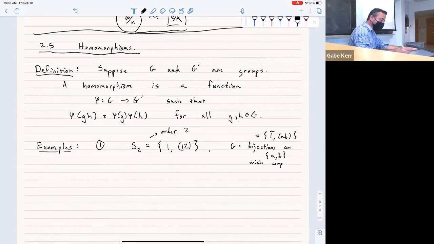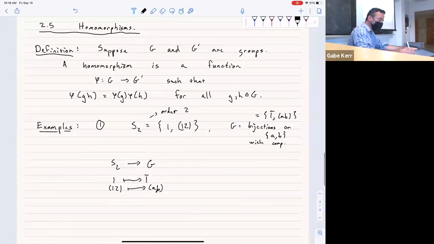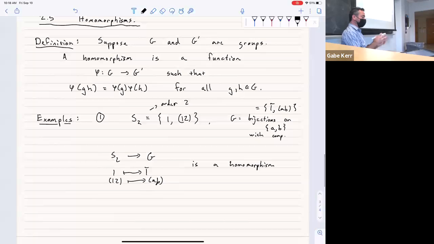So we can define a map from S2 to G, just send 1 to A and 2 to B. This is a homomorphism. It respects the algebra structure. In fact, this is what's known as an isomorphism, because it's got an inverse, which says that these are essentially the same group. They just have different labels. They're called different things.